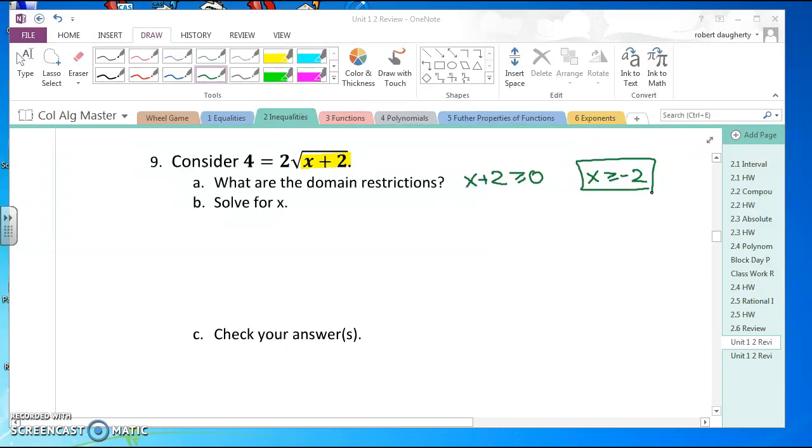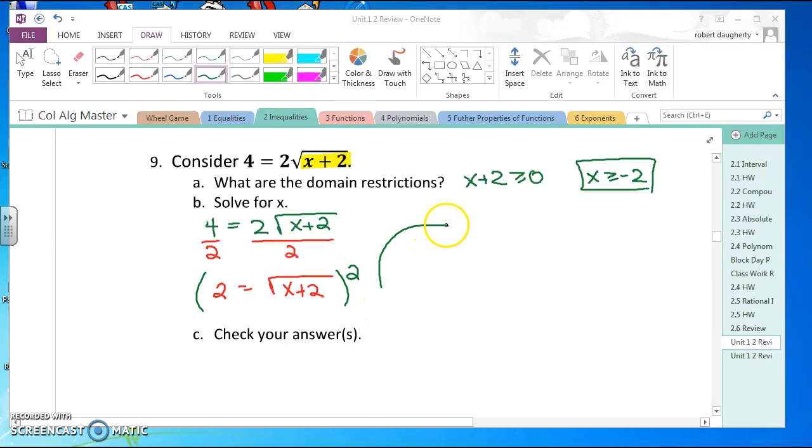Now, in order to solve for x, easiest thing to do is to isolate this square root. So I can say 4 is equal to 2 square root of x plus 2. I can divide both sides by 2. And then I get 2 is equal to the square root of x plus 2. Now I'm going to square both sides of that equation. When I square both sides, I get 4 is equal to x plus 2. And now I'm going to subtract 2 from both sides. I get 2 is equal to x.